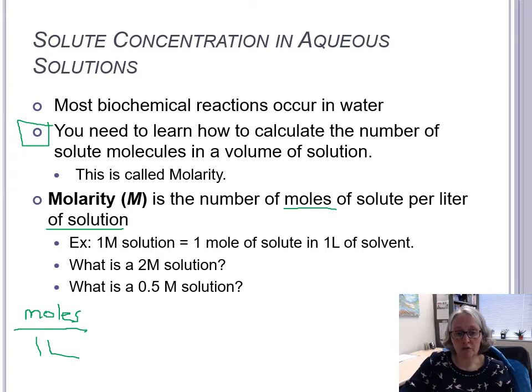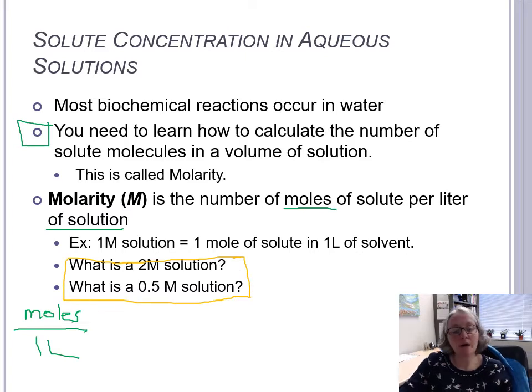So for example, if you've got a 1 molar solution, it means you have 1 mole of solute in 1 liter of solvent. I'd like you to go ahead and try to answer these two questions really quickly. See if you can do them before I tell you the answer. What would I mean if I said a 2 molar solution then? What do I mean by a half molar solution?